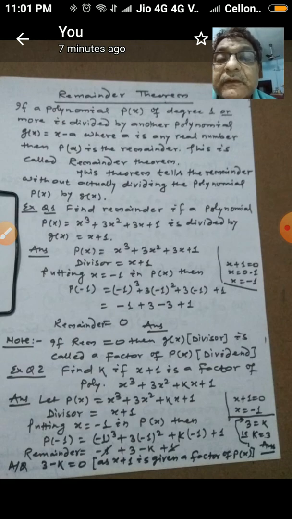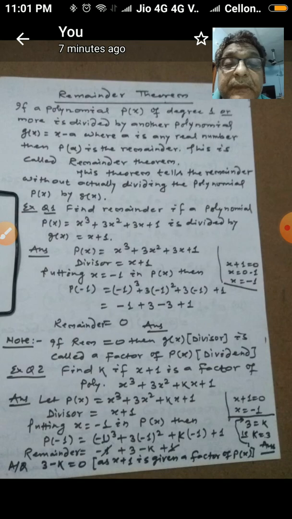So its statement is, if a polynomial p(x) of degree 1 or more is divided by another polynomial g(x) which is equal to x minus a, where a is any real number, then p(a) is the remainder. This is called the remainder theorem. It means one polynomial p(x) is given to us and we have to divide this p(x) by another polynomial which is of the form x minus a, meaning the divisor is of the form x minus a.